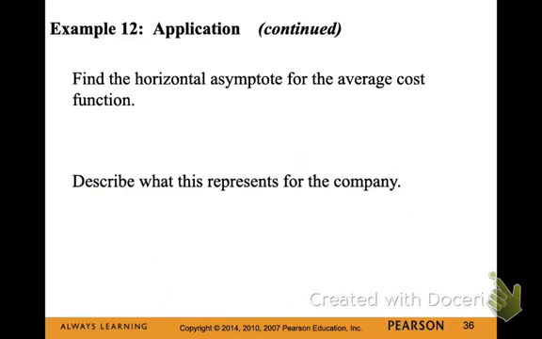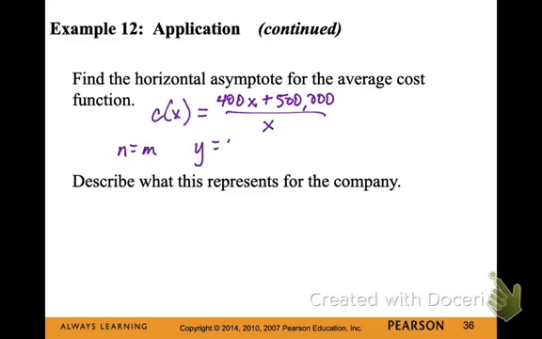Let's do something else. Let's find the horizontal asymptote. So I'm going to rewrite the function here, and I'm going to rearrange it so you can compare the degrees. You see the degree of the numerator and denominator are the same, so I'm looking at my coefficients. So y equals 400. What does this horizontal asymptote represent?